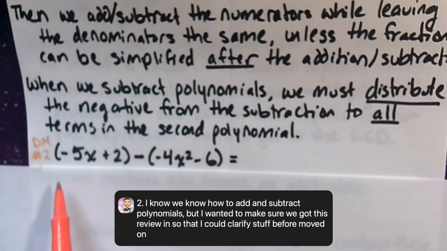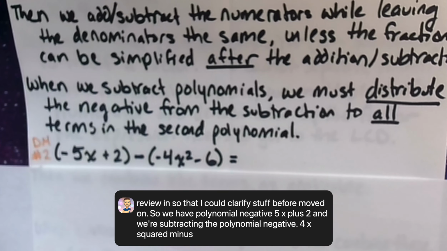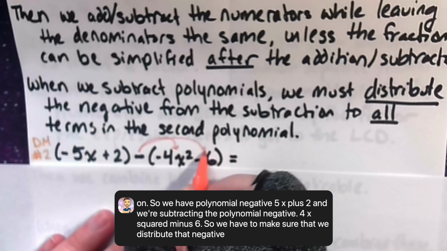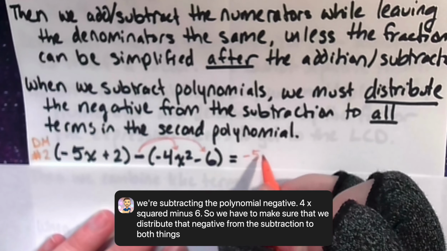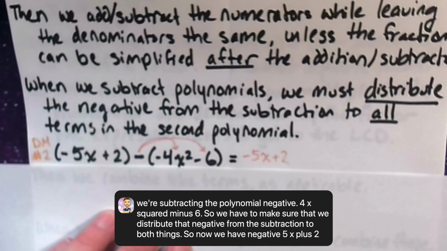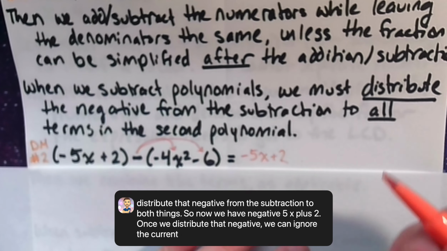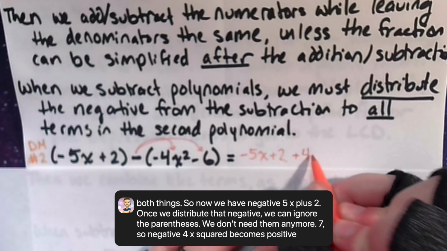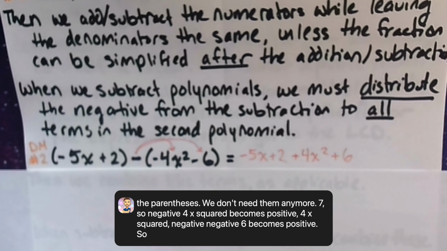So we have the polynomial negative 5x plus 2, and we're subtracting the polynomial negative 4x squared minus 6. So we have to make sure that we distribute that negative from the subtraction to both things. So now we have negative 5x plus 2. Once we distribute that negative, we can ignore the parentheses. We don't need them anymore. So negative 4x squared becomes positive 4x squared. Negative 6 becomes positive 6.